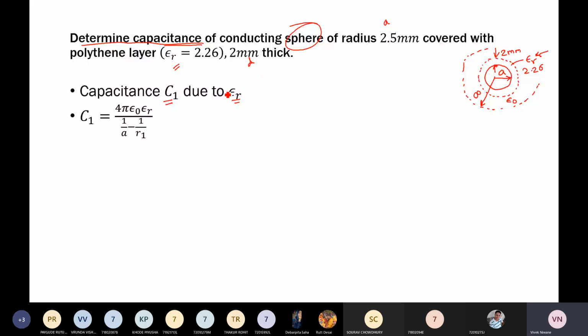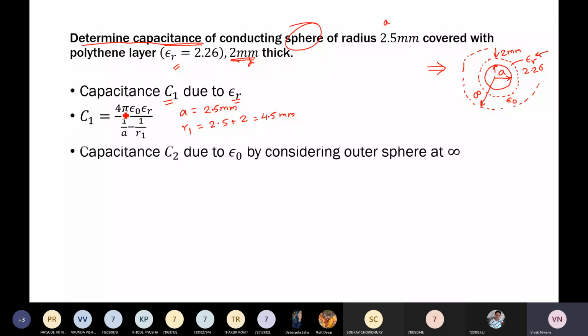Okay, so we have a formula in our notes that C1 can be expressed for this kind of geometry as 4 pi epsilon 0 epsilon r divided by (1 upon a minus 1 upon r1). If a is 2.5 millimeter, what will r1 be? R1 will be 2.5 plus 2, because the thickness given is 2 millimeter, so that will be 4.5 millimeter. So you have all the quantities and you will get a value of C1. Okay, first part.